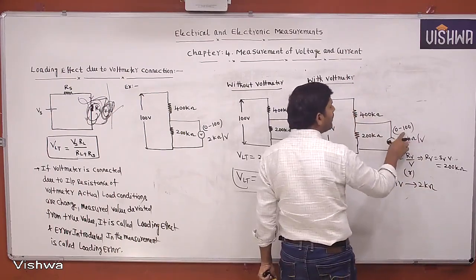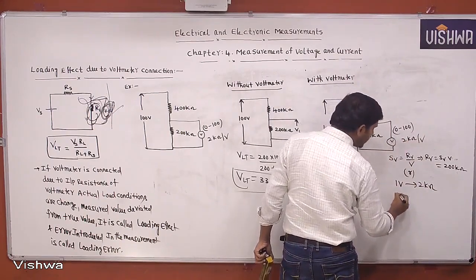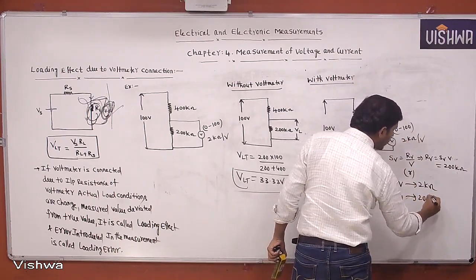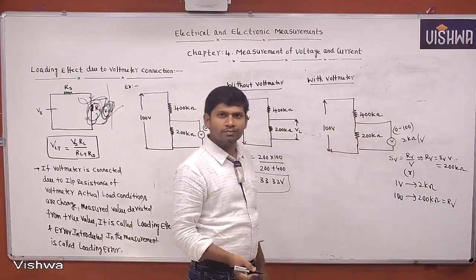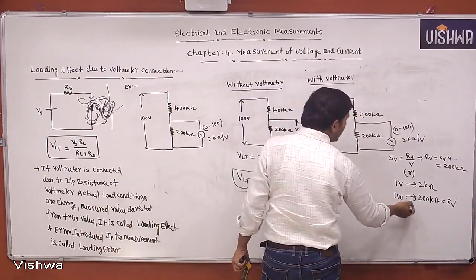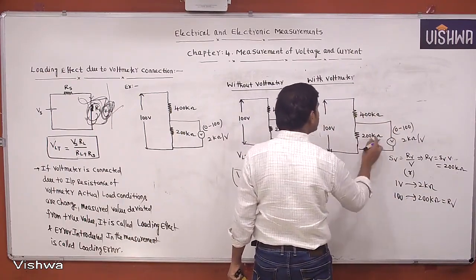But always input resistance is calculated for full scale value. 100 volts equal to 200 kilo ohms. This is also input resistance. Like this you can also do it; any method you follow. Okay. Then the input resistance is 200 kilo ohms. Load is also 200 kilo ohms.